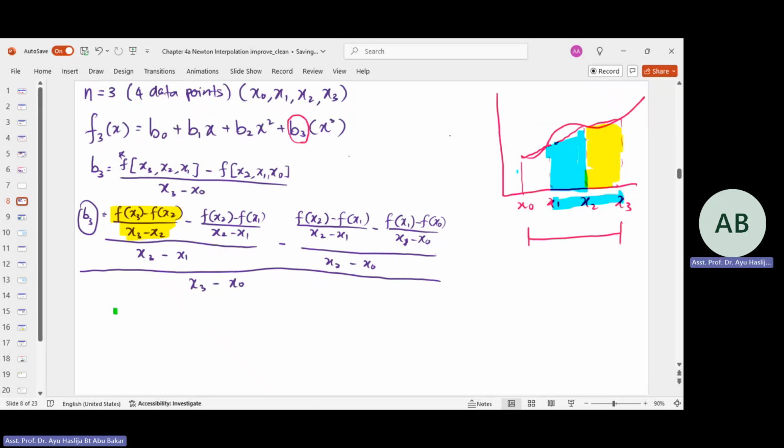Next one, between x2 to x1 and x1 to x0, between these two regions. Then it divides the whole region, the whole distance. Okay, that is the concept on how to get the B.